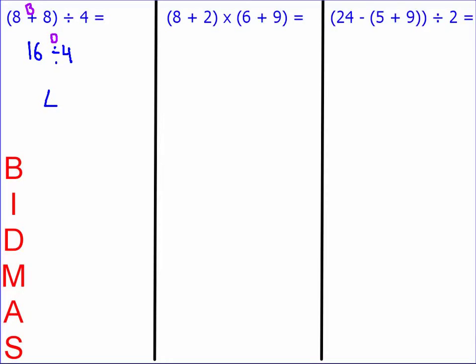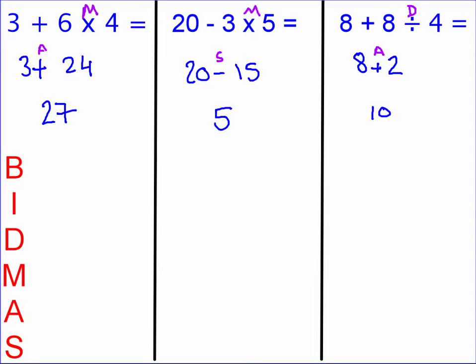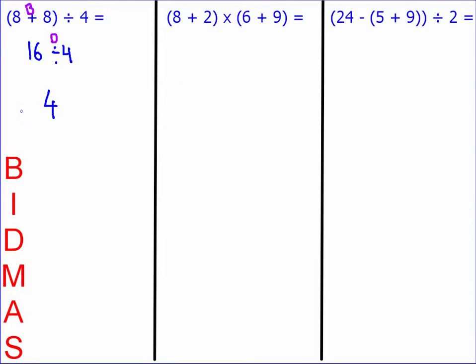For the next one I have 2 lots of brackets, so this one was put in to try and stump you. And all that means is that because they are apart from each other, you can solve them both in the same first row. And so you can see here how I do 8 plus 2 is 10, multiplied by 6 plus 9, which is 15, and 10 times 15 is 150. Again, I'm just going to mark on the M.